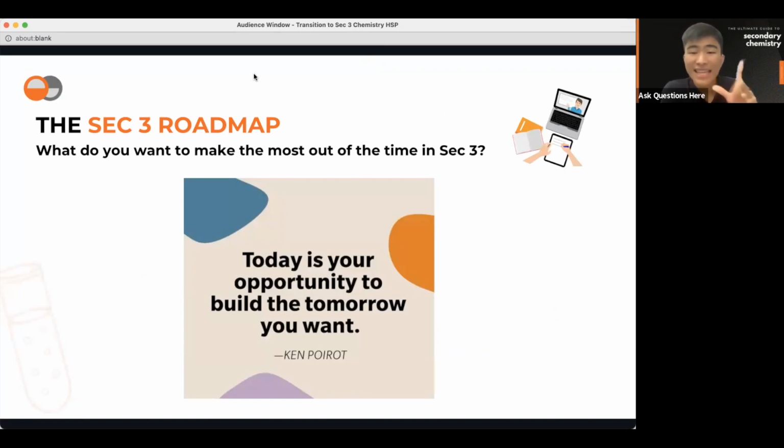No, that's wrong. 70% of the content that you learn in Sec 3 and Sec 4 is taught in Sec 3, and in Sec 4 you learn 30%. By June, the school finishes the syllabus and you prepare to take your final national exam, your O-levels. So Sec 3 is very important. Don't get mistaken, you can still play, but you must make sure that you get your academics on track.